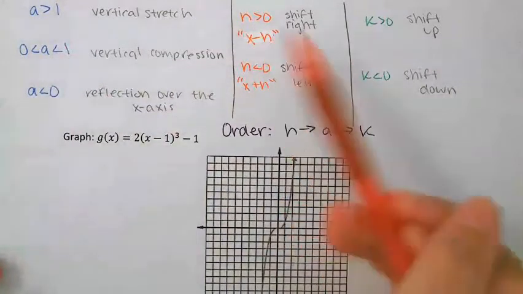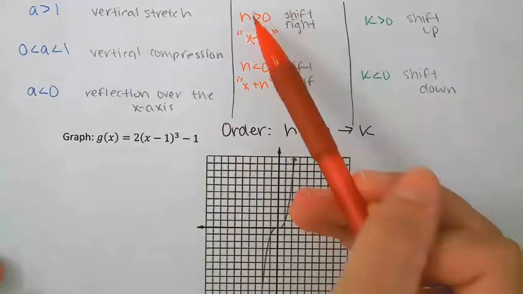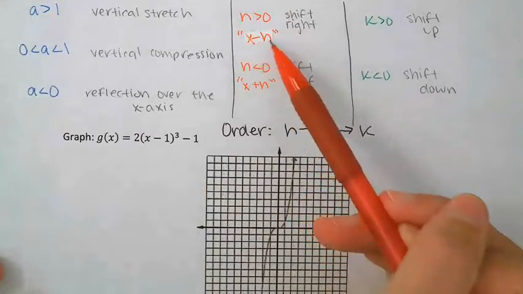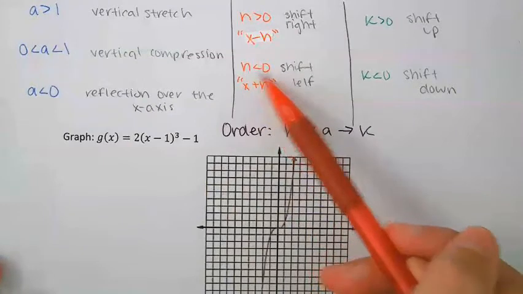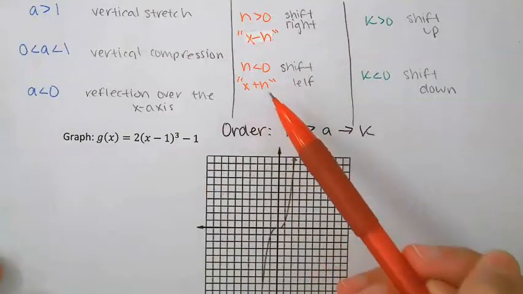Okay, so here are all of our ranges of values. And just be careful because this is the opposite of what you think. When h is greater than 0, it's going to look like x minus h, which is why you shift right. And when h is less than 0, h is a negative number, it becomes minus a negative, so you have x plus h.